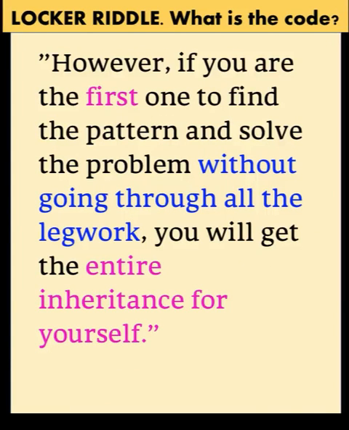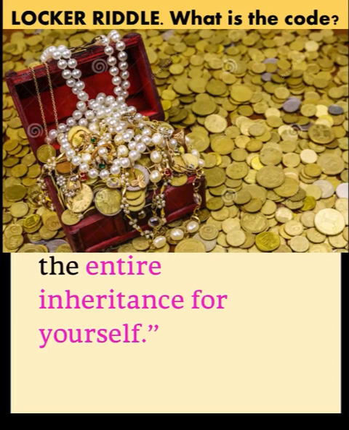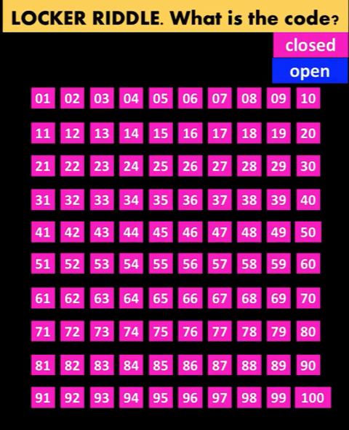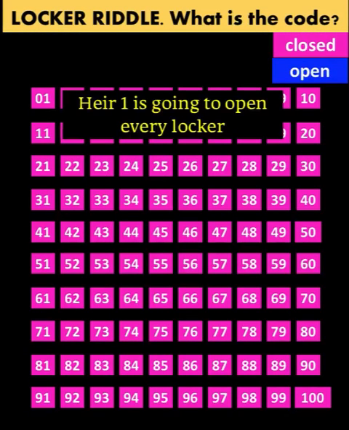However, if you are the first one to find the pattern and solve the problem without going through all the legwork, you will get the entire inheritance for yourself. Then the family lawyer signaled to each one of you to go down to the basement containing 100 lockers. The puzzle says that relative number 1 is going to open every locker.